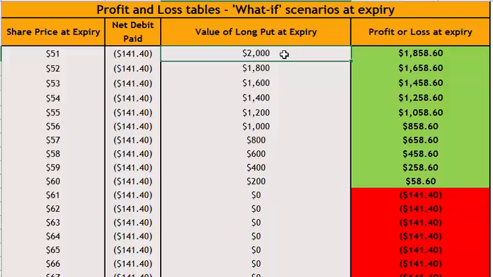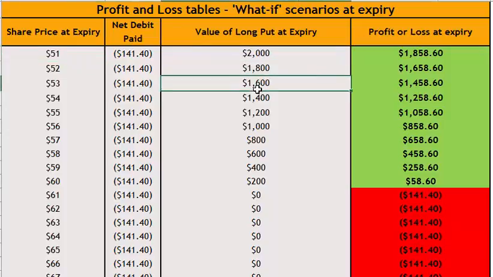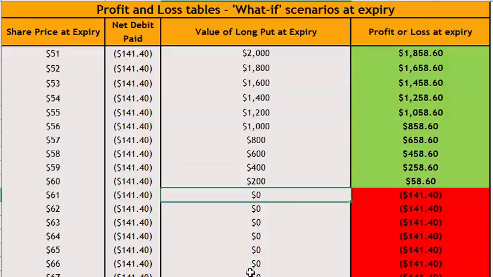Well, remember, we bought the $61 put. If the share price is at $51, that put option is $10 in the money. Now, we bought two put option contracts. So 2 by 10 is 20. And remember, in the options market, one contract controls 100 shares of stock. So 20 by 100 is $2,000. At 52, it's $1,800. At 53, it's $1,600, and so on and so forth, right until we get above 61. And at that point, that put option is no value at expiry because it's out of the money.